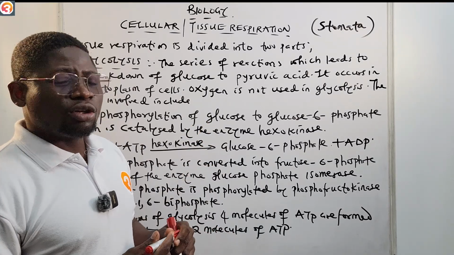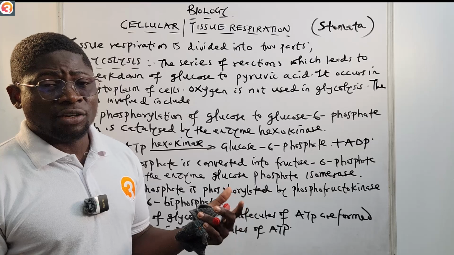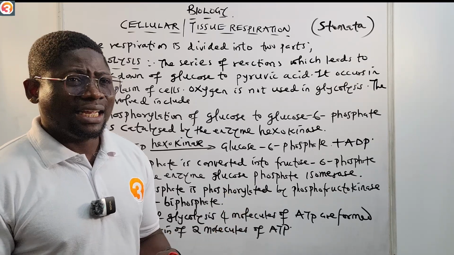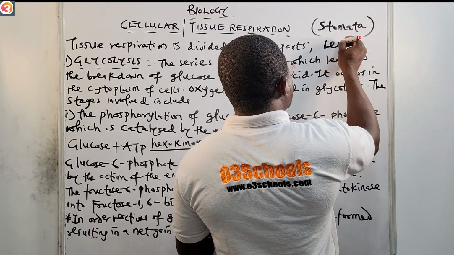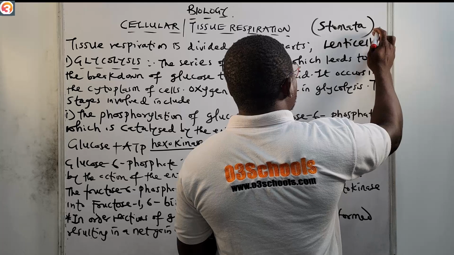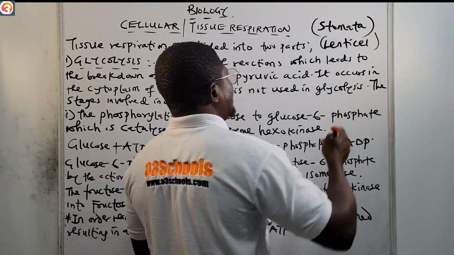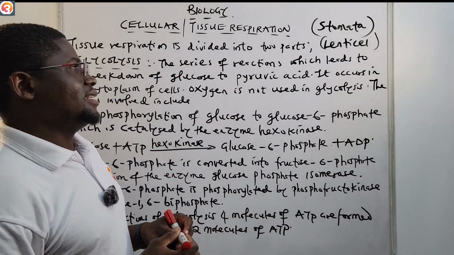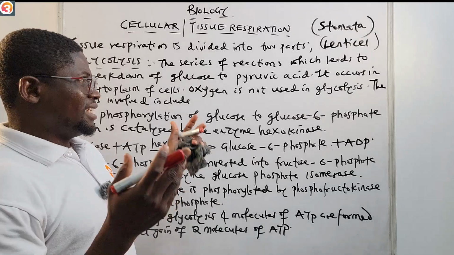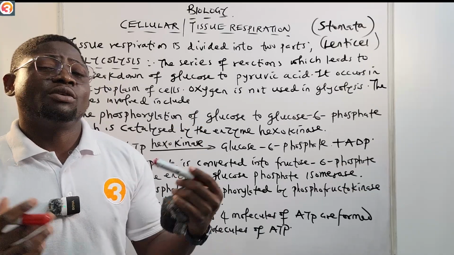It can also happen in other parts, like the stem, through the lenticel. They also carry out this exchange through the lenticel. So this is how plants carry out their own respiration.